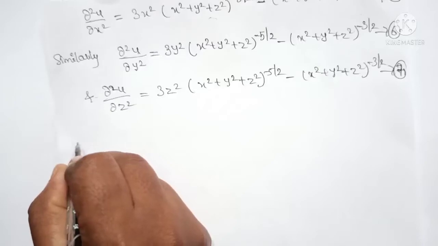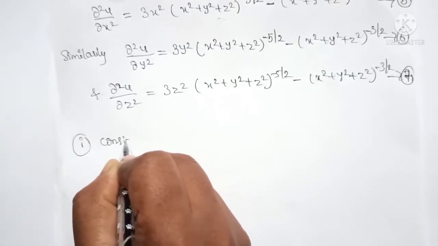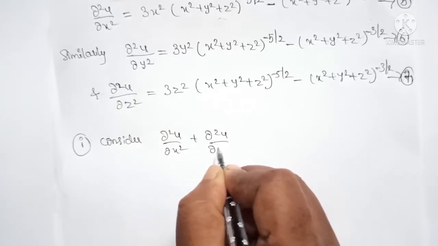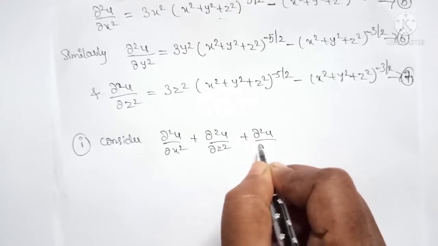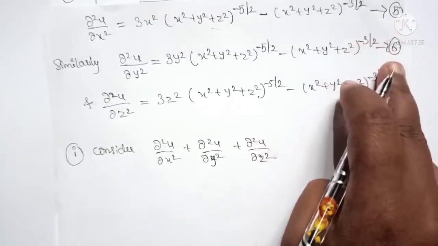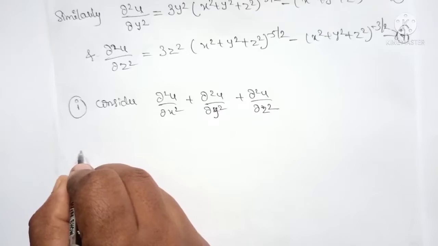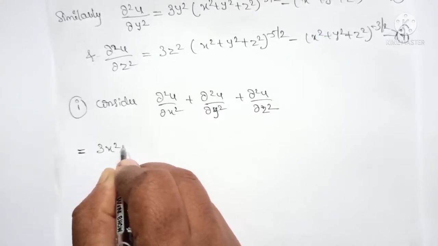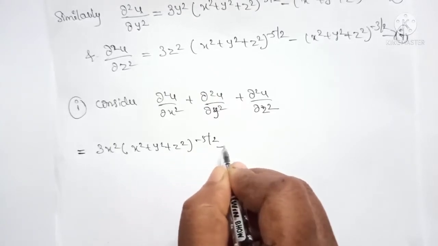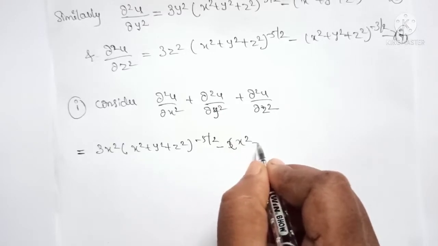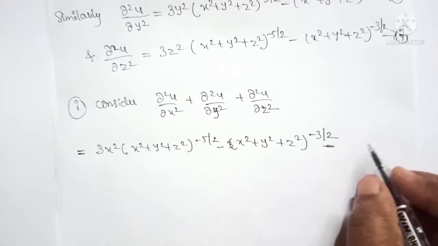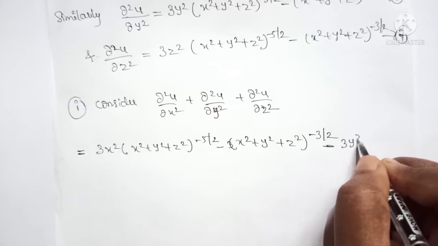So LHS of equation 1 is: consider ∂²u/∂x² plus ∂²u/∂y² plus ∂²u/∂z². So substituting all these values from equations 5, 6 and 7, we simply substitute all the values here. Okay, so I'm substituting all the values from equations 5, 6, 7.